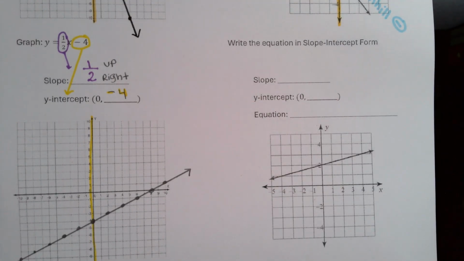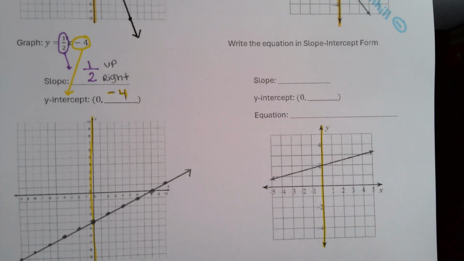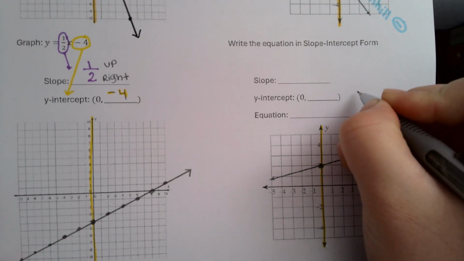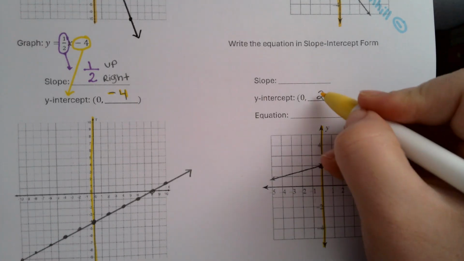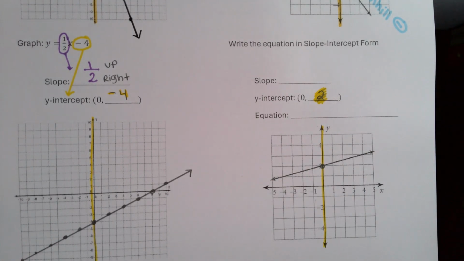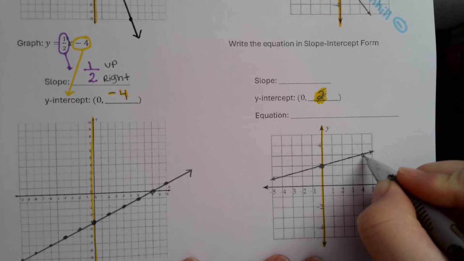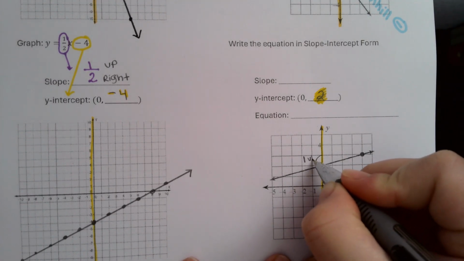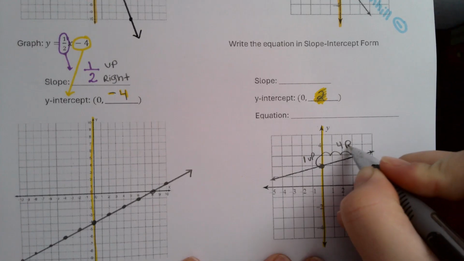So let's go ahead and highlight our y-axis. So what point is on my y-axis? It is at 2. So that's going to be your y-intercept. In your slope, you're going to find another pretty point. So let's see where our pretty point is. There it is. So we got up 1. And then we got 1, 2, 3, 4 to the right.